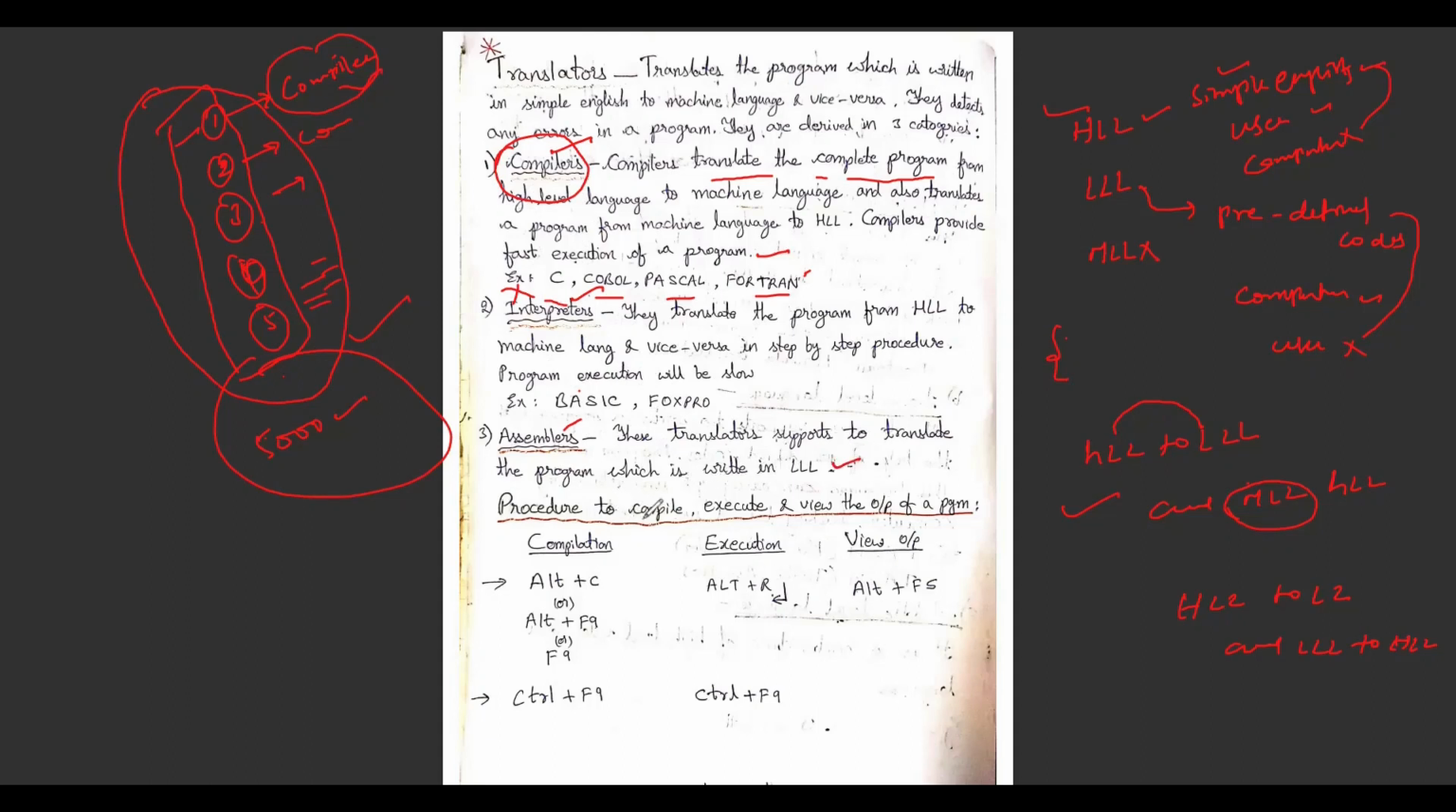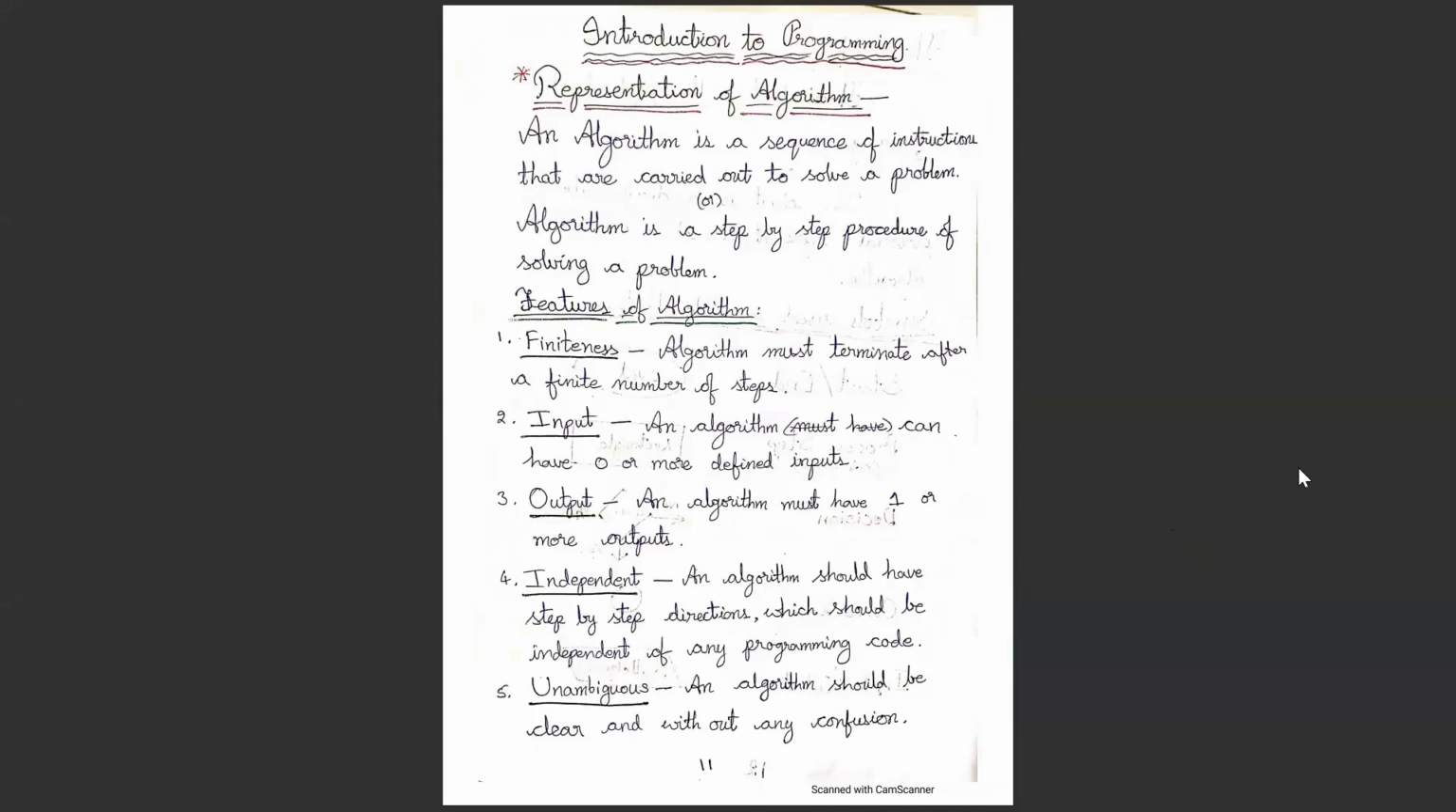So here, how you're going to compile, execute, and view the output of a program in the C language is: if you press Alt plus C, the program gets compiled. Or Alt plus F9, or F9, the program gets compiled. If you want to execute the program, you press Alt plus R. If you want to view the output of that program, you press Alt F5. You can see the output of that particular program. Or you can use Control F9 as well. Till now you have learned all those things, right?